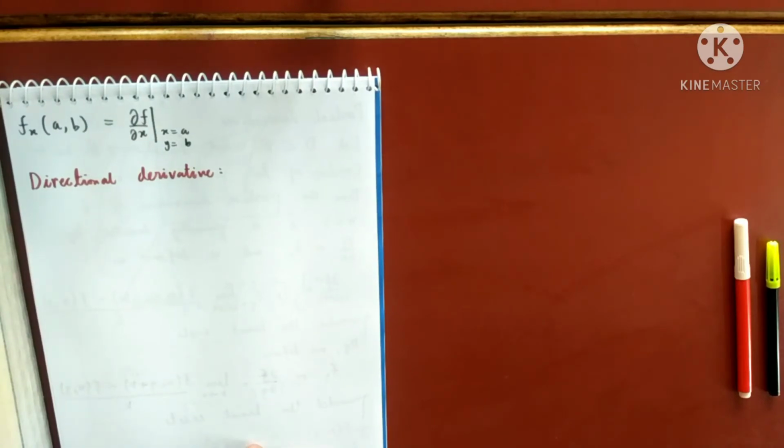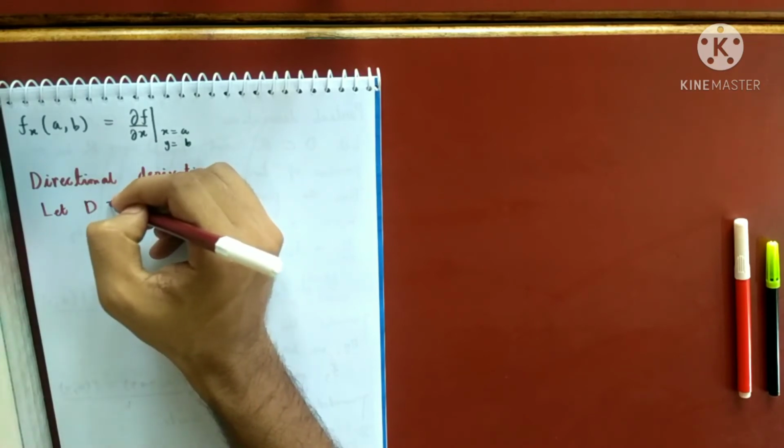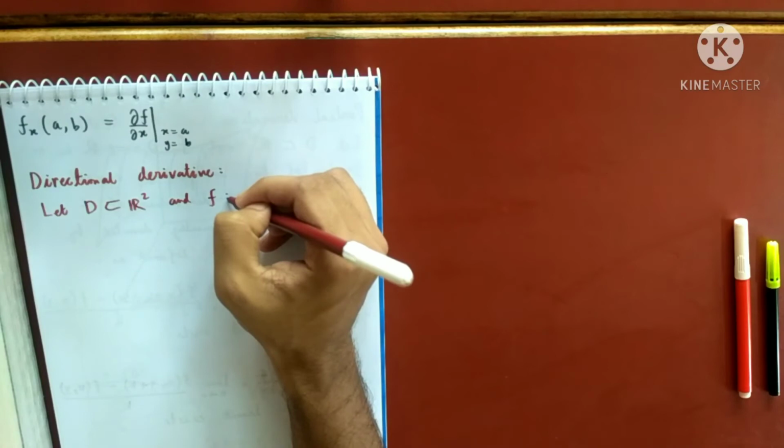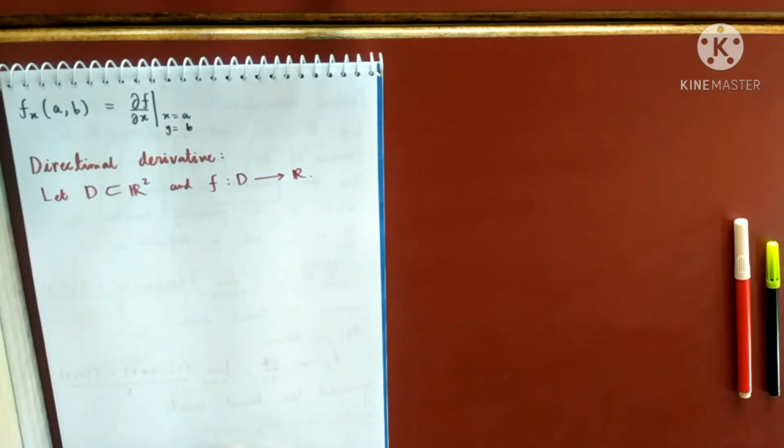So what we mean by this, again all these things are required by me. Let D be some subset of R2 and f be a function from D to R, which is a function of two several independent variables.